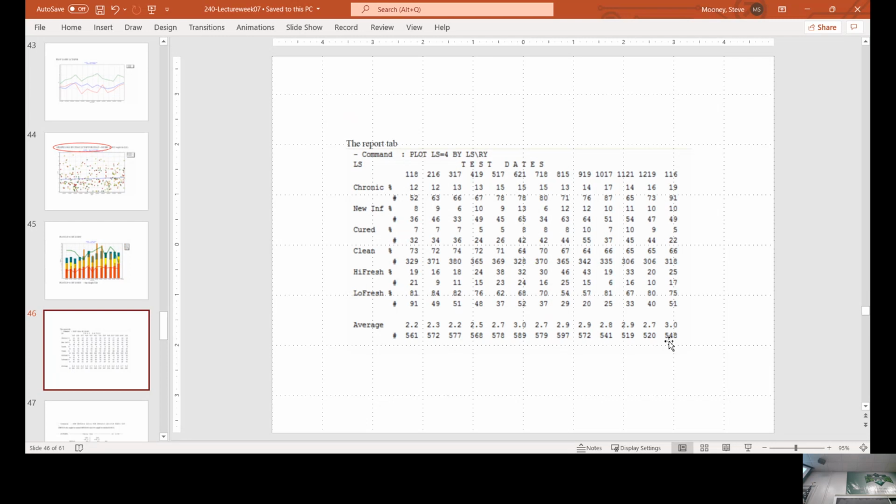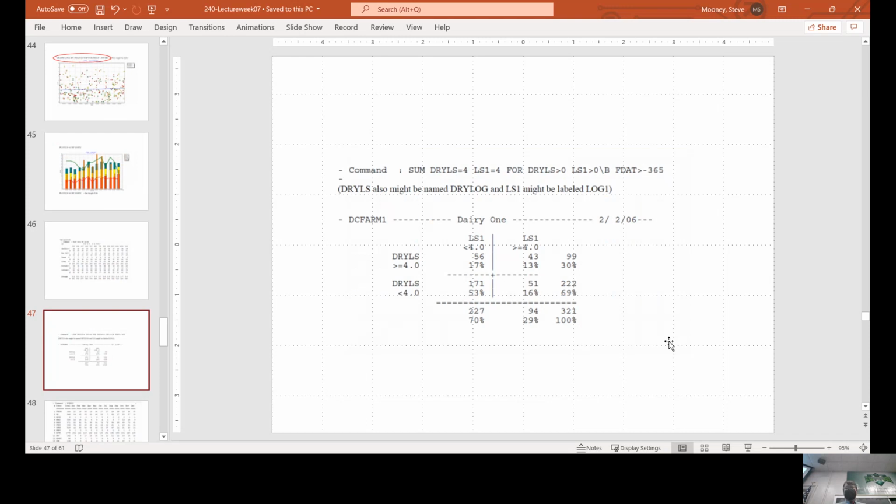So chronic is what? You got 2 test days in a row where she's above a 4. New infection, she spiked to 4 on the most current test day. Cured, she dropped from a 4 down below a 4 on the current test day. Then clean, you've got 2 test days in a row below 4. So we're looking at what's happened over the last year of test days, 13 months. How are our chronic infections versus new infections? This is a graph. I'm out of time here.